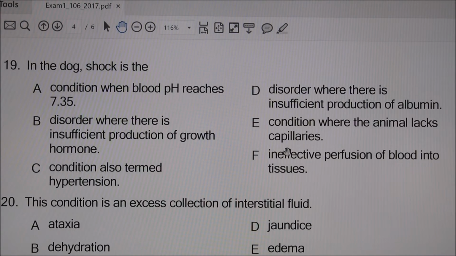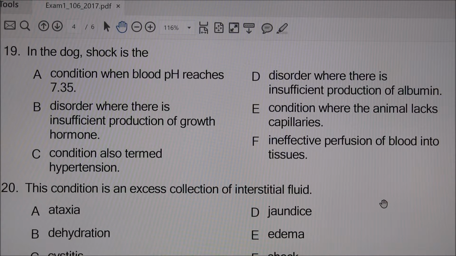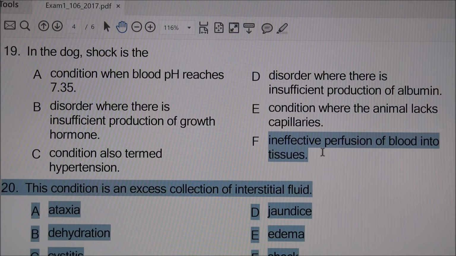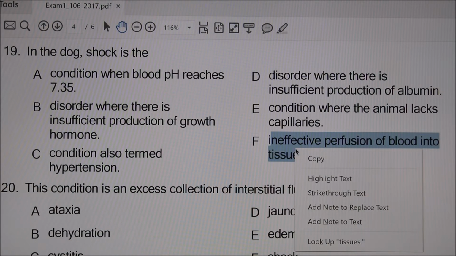Now here's one that a lot of people got wrong, and it's in the video. Shock is where there's not a lot of blood perfusing around the body. Something about blood not getting into all the tissue. Shock doesn't actually have anything to do with the nervous system, which is kind of misleading. Here it is. Ineffective perfusion of blood into tissue. That's shock.